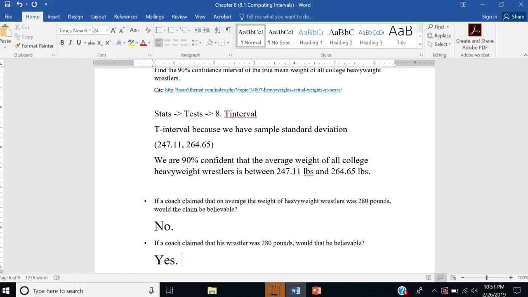All right, yes, obviously individuals fall outside of those bounds. In fact, probably most individuals might fall outside of those bounds. But the average of the group should be in between there.